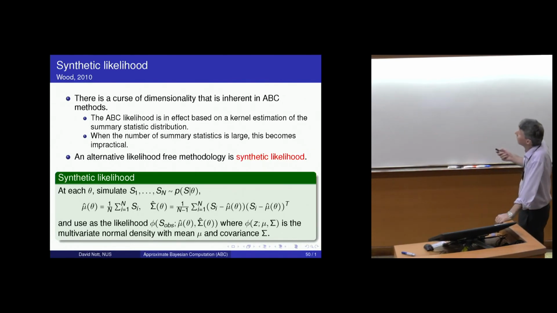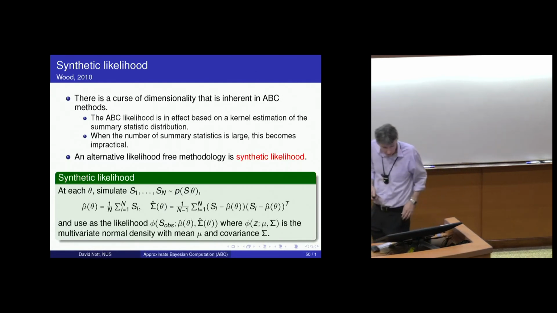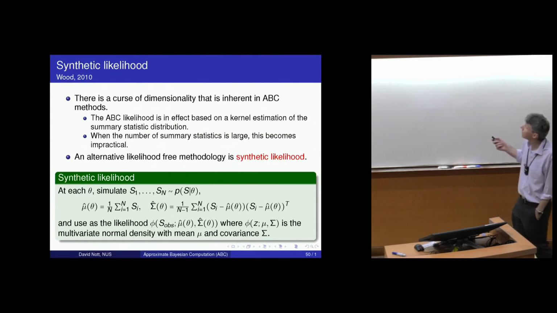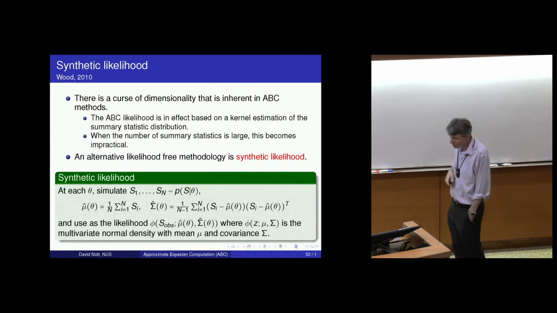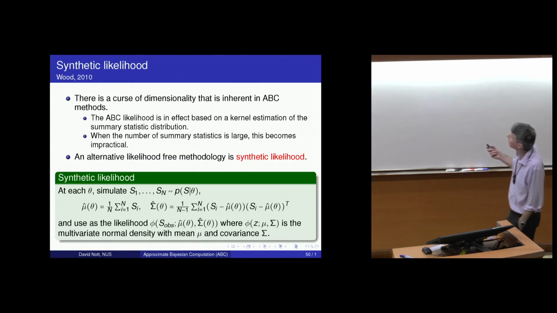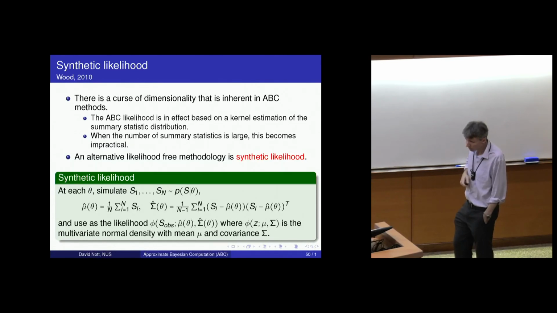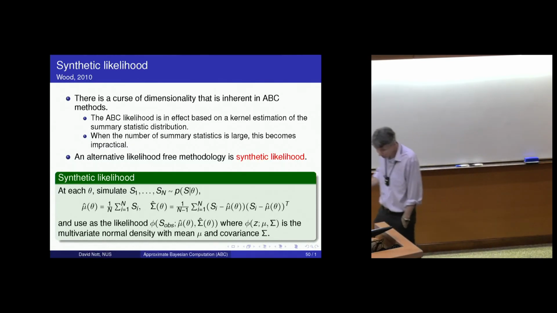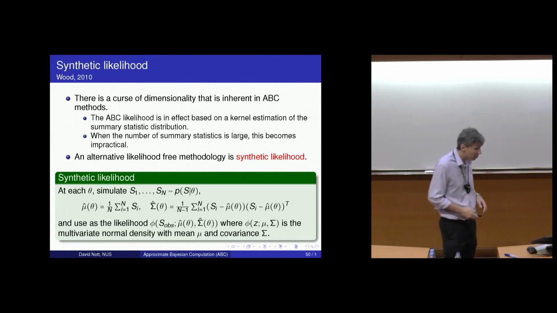So at each value of theta for which you want to approximate the likelihood, you simulate some summary statistic replicates from the model for the summary statistics, and then I have an estimated mean for S given theta based on the simulations, and an estimated covariance for S given theta based on the simulations. Then I can plug the mean and the covariance matrix into a normal density, and if I evaluate that normal density at the observed S, that's a kind of approximate likelihood based on a working normal model where I approximate the mean and the covariance by simulation.